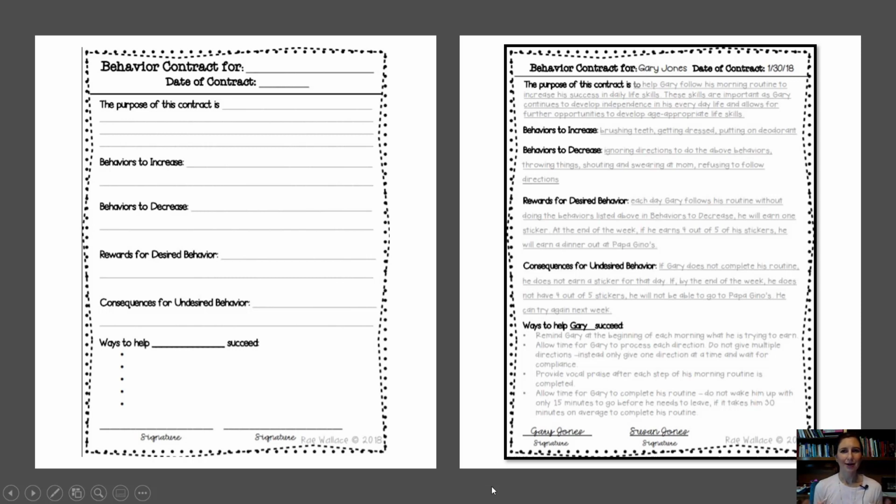These work best when the child has some input in making the contract. So if you just make the contract and present it to the child, it can be effective, but it's more effective if the child helps create the contract. And then you want to make sure that you both sign it and you both follow through with it as well.